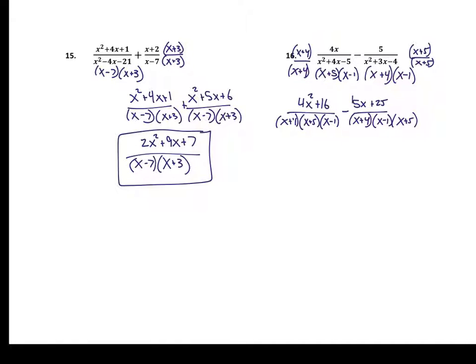So again, we're subtracting this whole term. We're going to get 4x squared minus 5x. Sorry about that. I forgot my x up here. So that's 4x squared plus 16x. So 16x minus 5x is 11x minus 25 all over x plus 4, x plus 5, x minus 1.